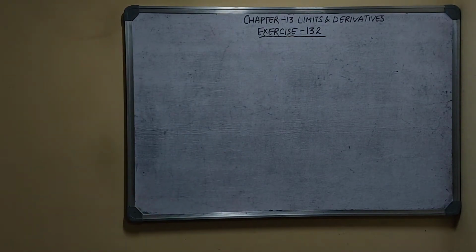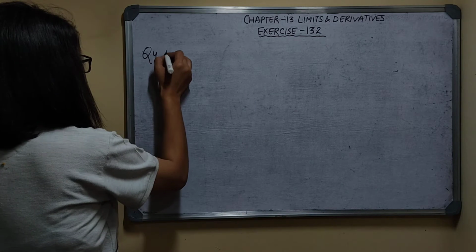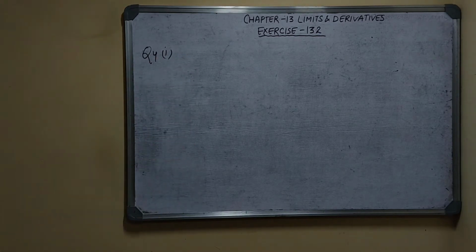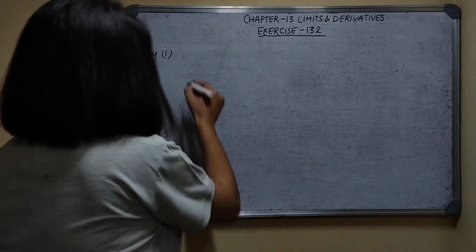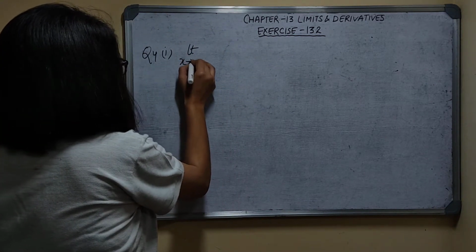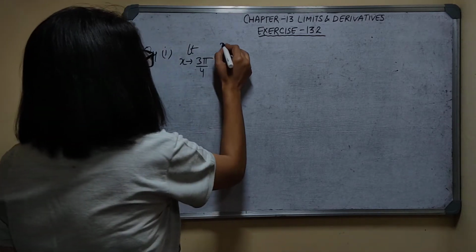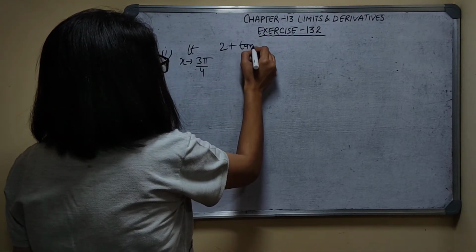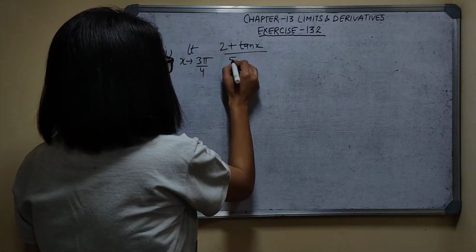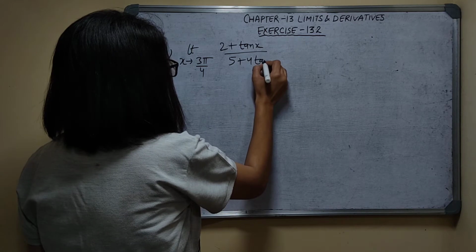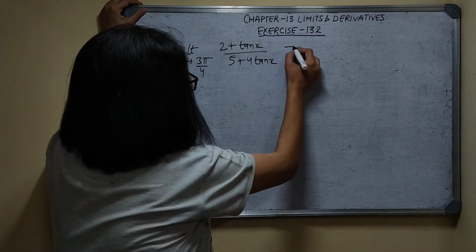Now question number 4. First part. Limit x tends to 3 pi by 4 of 2 plus tan x upon 5 plus 4 tan x. Here it is what? 2 plus tan x.